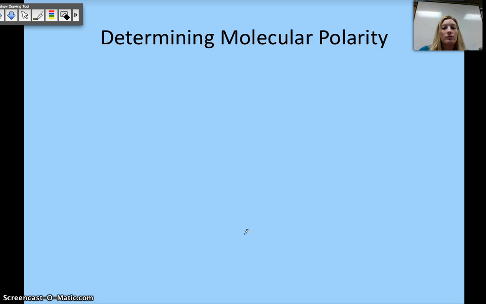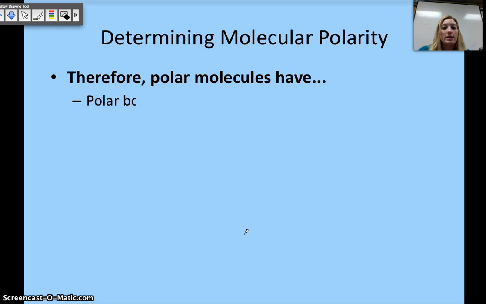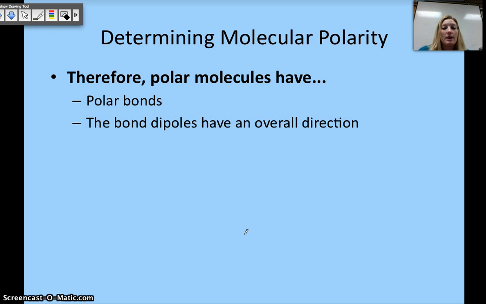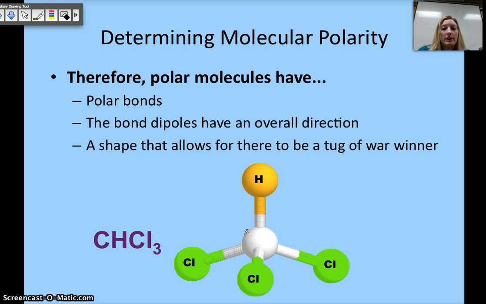Polar molecules have polar bonds, the bond dipoles have an overall direction, and a shape that allows there to be a tug-of-war winner. That's what to remember for molecular polarity. Bond polarity is between the electronegativity values. Molecular polarity needs these three things to be considered.